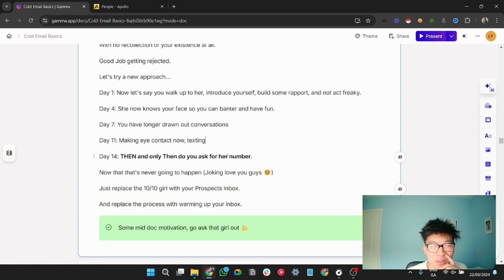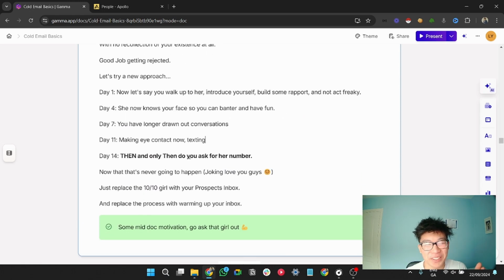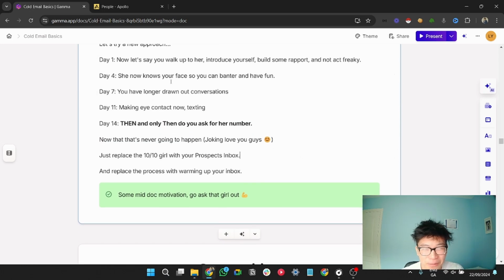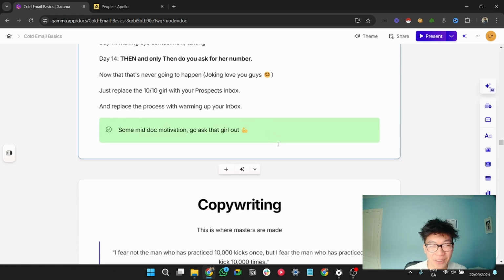The part that isn't mentioned is that once you do this process, you can do this to every girl after that. So that part we will not consider, because you have to kind of restart. Don't do that. So mid-doc motivation: go ask that girl out.